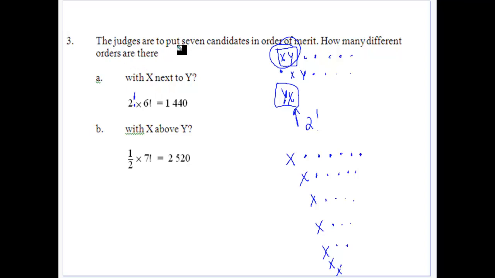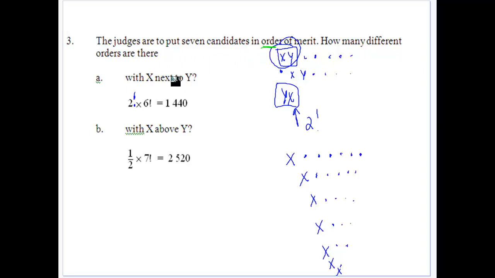In this one, we've got, again, to think of these logically. So you've got to read and maybe do diagrams like I've done here and see how this comes about. So we've got judges that have put 7 candidates in an order of merit. So you've got 7 different people wanting to put them in order. So there's the key.